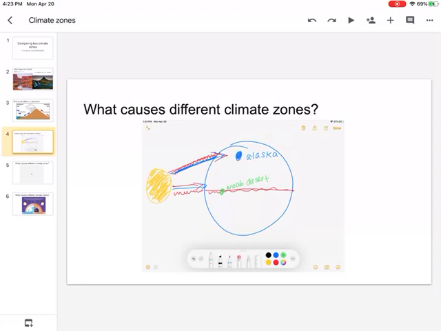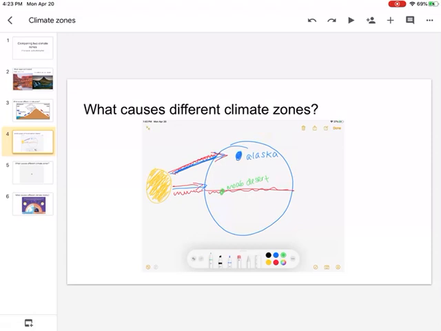So when the sun is right above you and it's looking straight down at you, that's where it's going to be the hottest. So we see that the sun looks right at the Moab Desert. It's just smack looking at it. It's going to be really hot there.